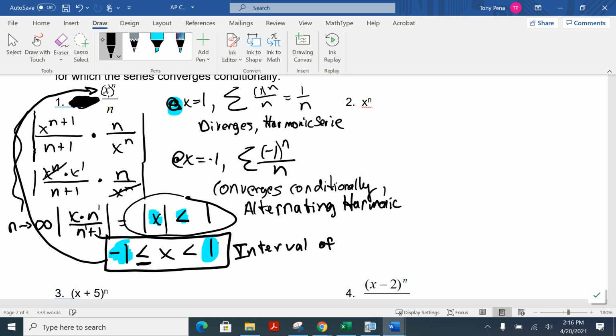100% chance you have to do one or two of these. 2 weeks from today, those taking it on that day, 100% chance you're going to have to do one of these. That's your interval of convergence. Any x value in here plugged into this series will make that thing work.